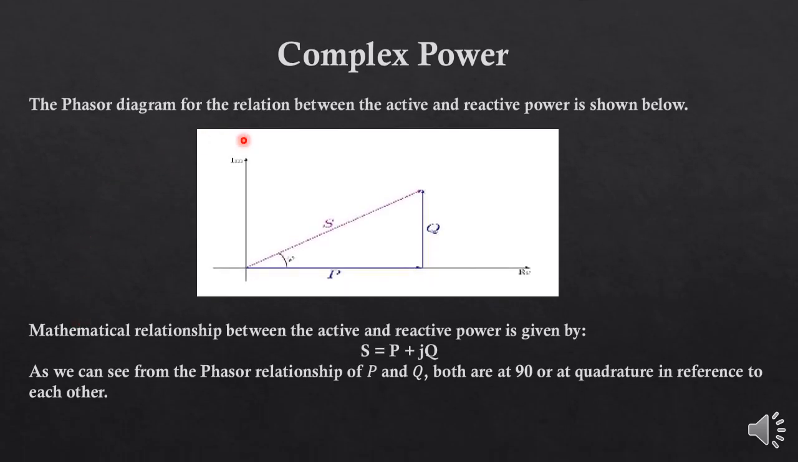The phasor diagram for the relation between the active, reactive and apparent power is shown here in the figure. This figure is also known as the power triangle. Here P is the real power, Q is the reactive power and S is the apparent power or complex power. The mathematical relationship between the active and reactive power is given by this equation, S equal to P plus jQ. Here Q is the reactive power and it is a complex number. As we can see from the phasor relationship, P and Q both are at an angle of 90 degrees. Here you can see the angle between the real power and the reactive power is 90 degrees. So using the Pythagoras theorem, if any of the two quantities are given, either P or S, you can find the third quantity using this theorem.